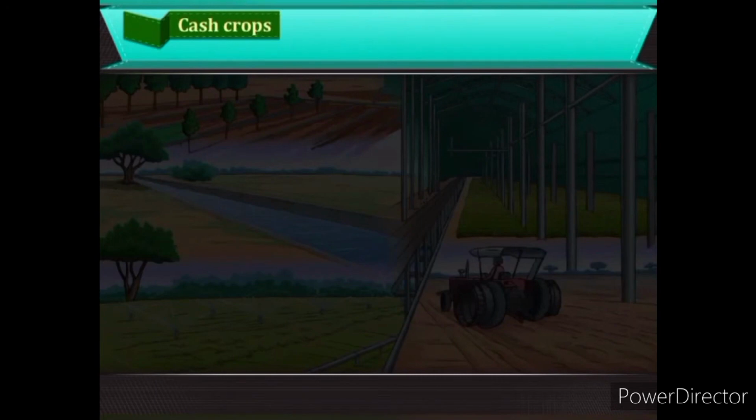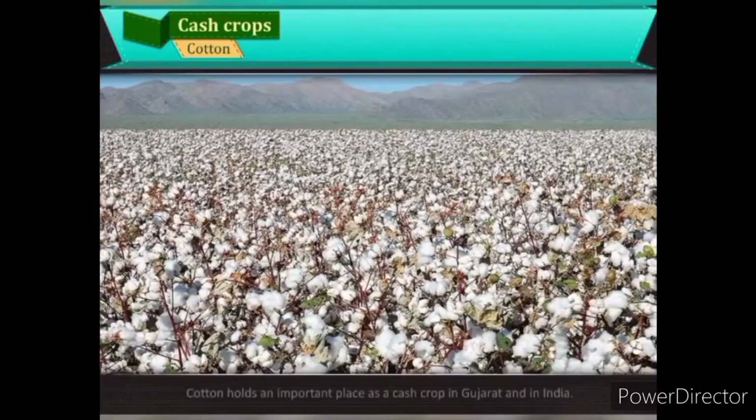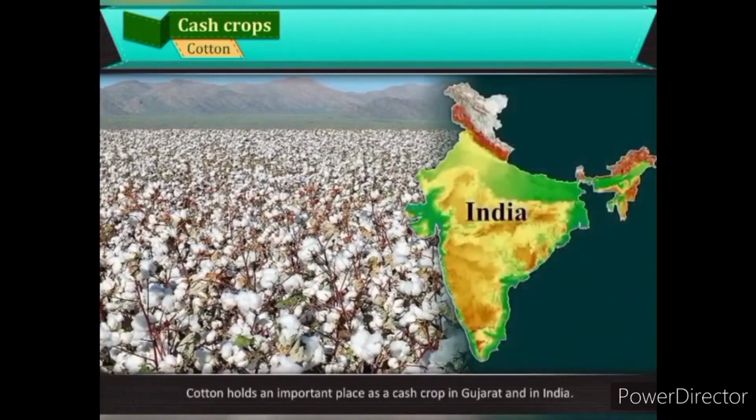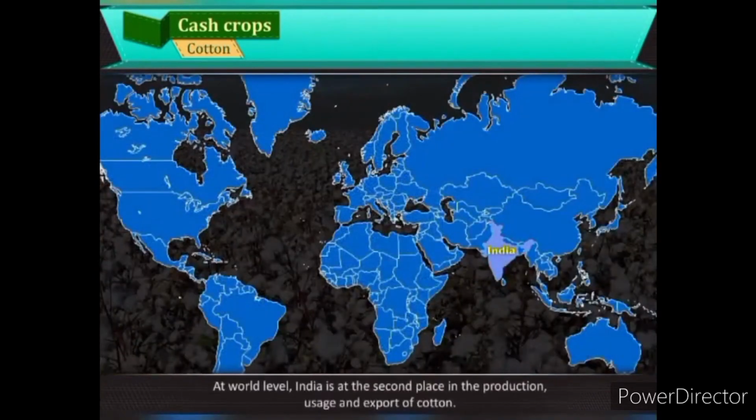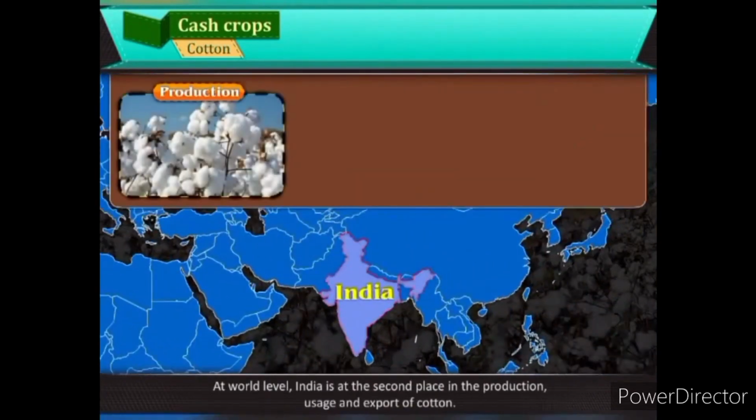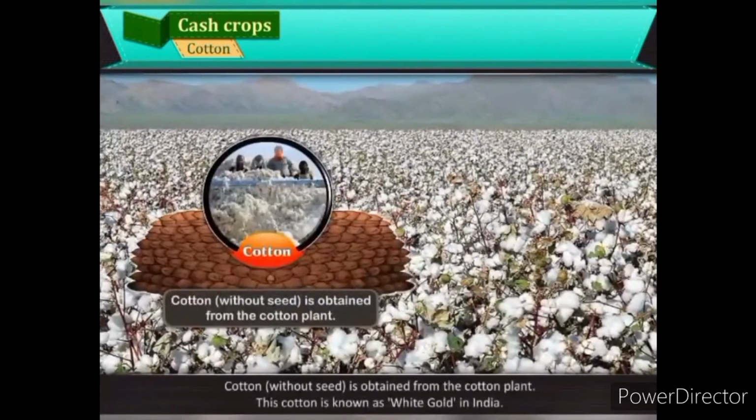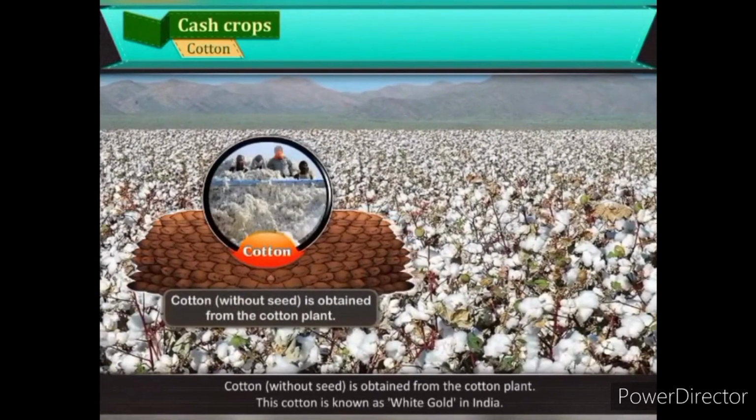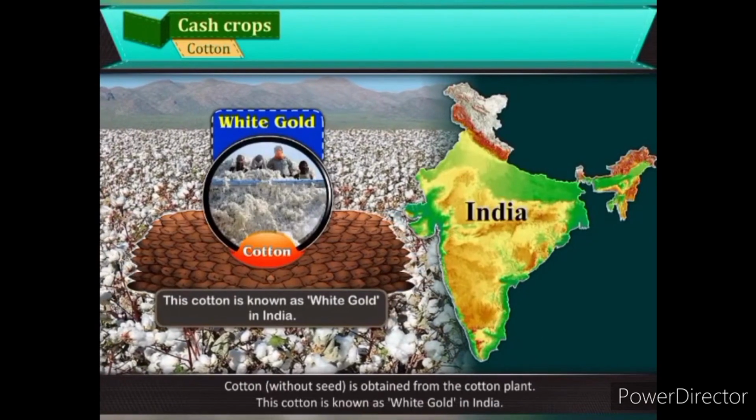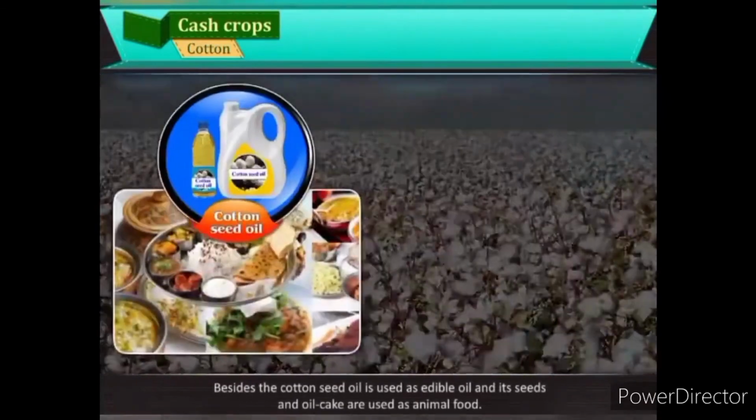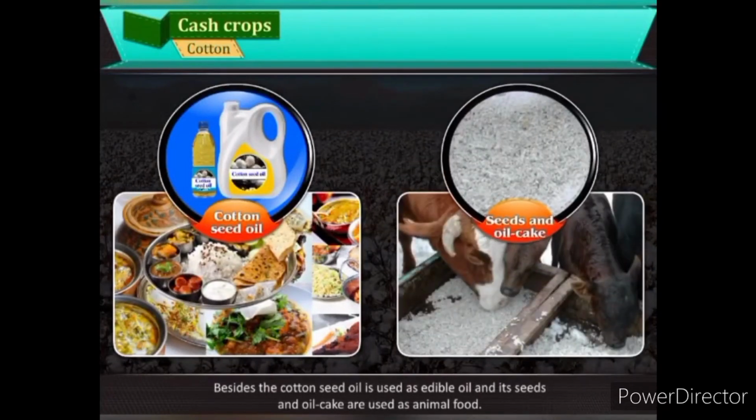Cash crops. Cotton. Cotton is a kharif crop. Cotton holds an important place as a cash crop in Gujarat and in India. At world level, India is at the second place in the production, usage and export of cotton. Cotton without seed is obtained from the cotton plant. This cotton is known as white gold in India. Besides the cotton, seed oil is used as edible oil and its seeds and oil cake are used as animal food.